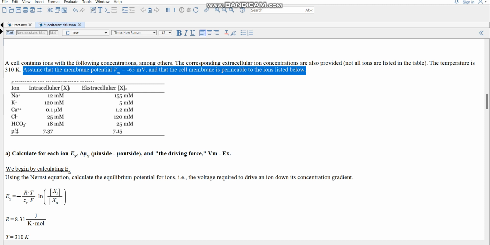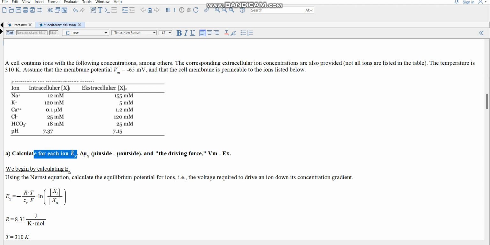So here we have some ions, of course, and the pH here is H plus ions, because pH is simply an expression of how many H pluses we have in a solution, or hydrons in the solution. And here we have the concentration of these ions in the intracellular and extracellular fluids. So the first thing they ask you to do is calculate for each ion the equilibrium potential, and then the electrochemical potential difference, and then the driving forces for each of the ions.